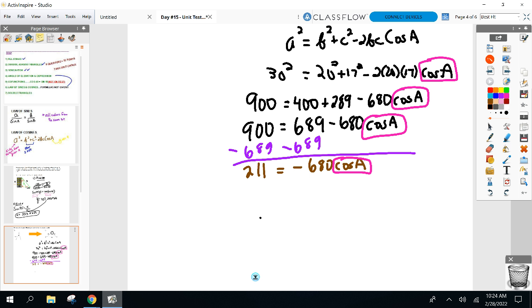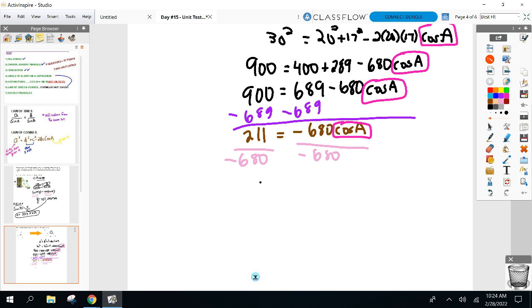Divide by. I want to keep it there. I don't want to touch it. Negative 680 on both sides. That'll give you a decimal. Cosine A. You can turn it back into a fraction or leave it as a decimal. It's up to you. So 211 divided by negative 680.